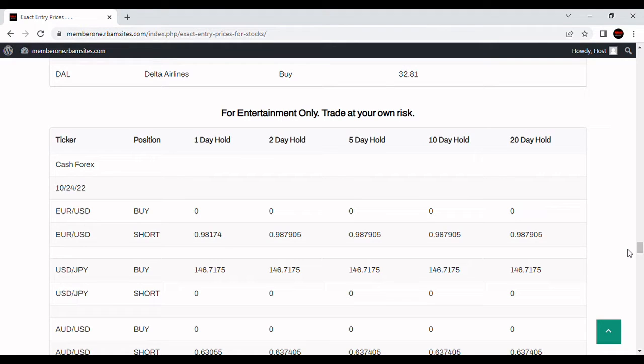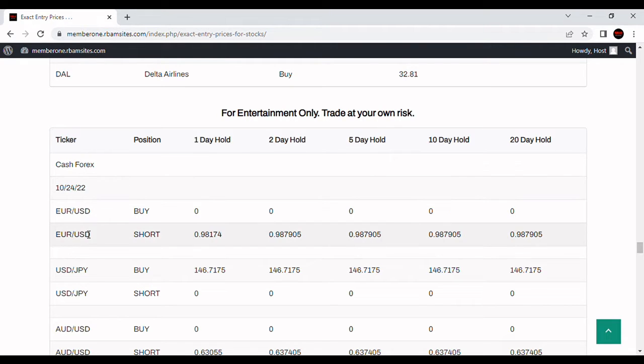We're going to do a brief video on support and resistance trading strategy for Forex, and we've got a table shown here for you for the 24th of October, Monday. We're going to show you the major Forex pairs here. They're 1, 2, 5, 10, and 20-day holding periods. These are trading days. We'll show you how that works here in just a second.